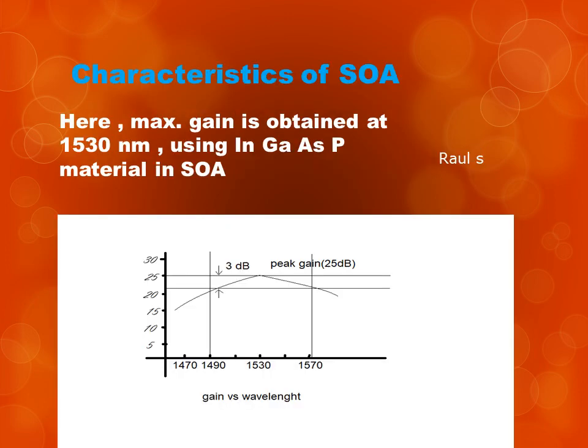Characteristics of SOA. Here maximum gain is obtained at 1530 nanometer, using indium gallium arsenide phosphorus material in SOA.